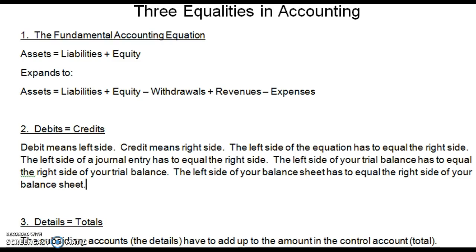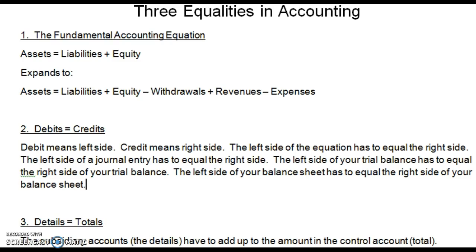And we look at that in accounts payable too, that you owe people. The total of the details of the entities that you owe has got to equal the total that you put on as a liability on the balance sheet. So the details have got to equal the total or control account. So we've got to keep these three equalities balanced if our accounting system is going to be right.